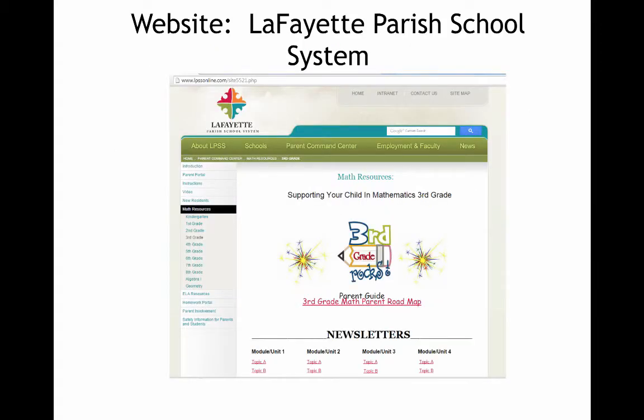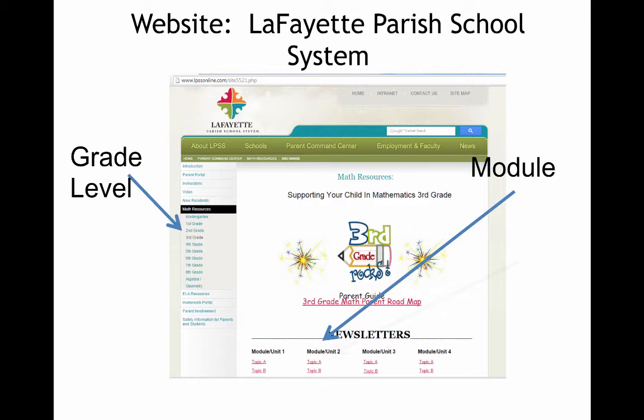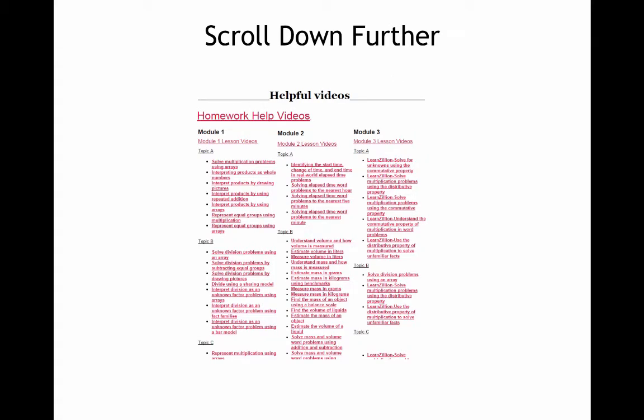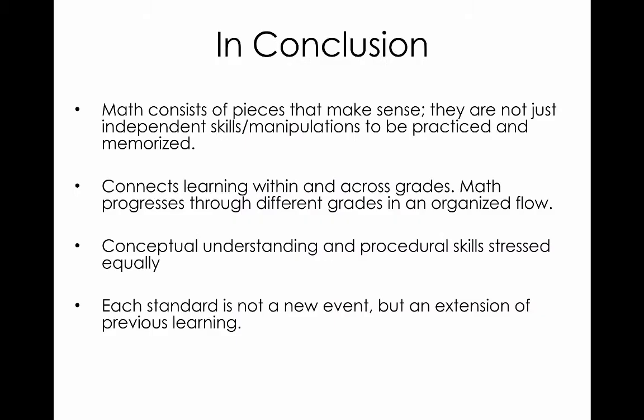If we go to the Lafayette website, you would log in, and along the side is grade levels, so you would pick your child's grade level, look for the module number, and then the topic. When you click onto that, you would scroll down and you'll find activities for each module. You scroll down further and there are homework help videos. Again, you need to have the module number and the topic.